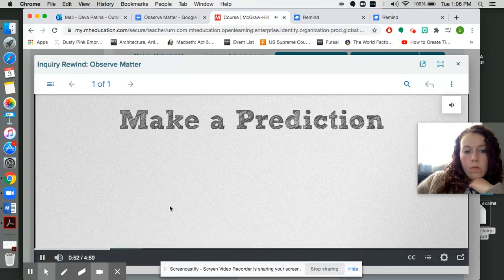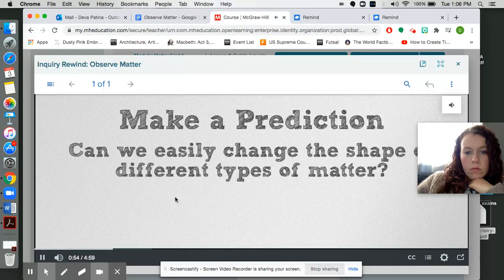Before you begin, make a prediction. Can we easily change the shape of different types of matter? Which is what I told you guys to do before the video started. So if you haven't done that already, pause and do that. Take a moment to record and share your prediction with your classmates. Then select Continue.